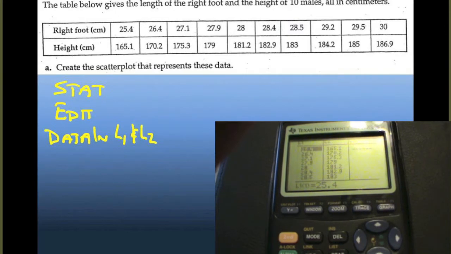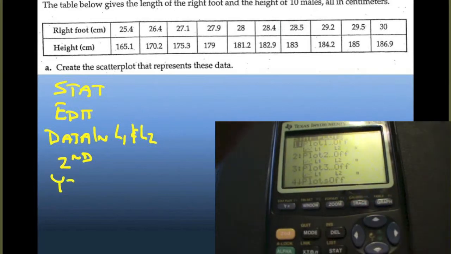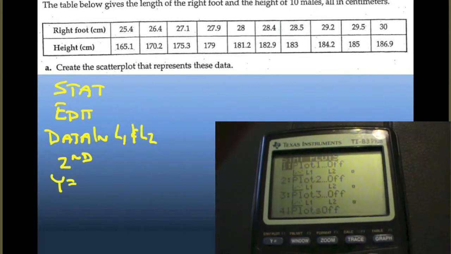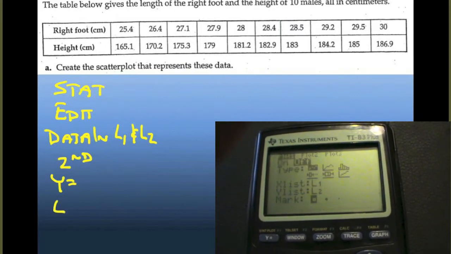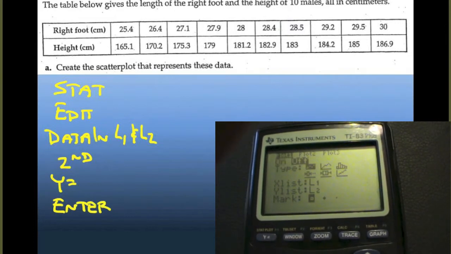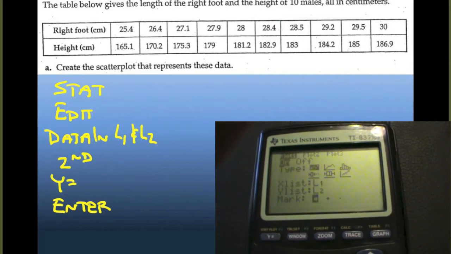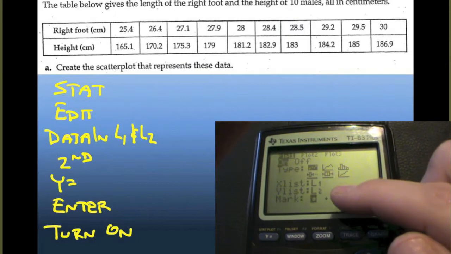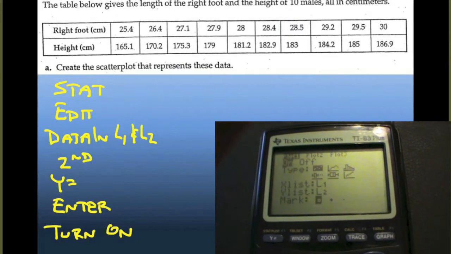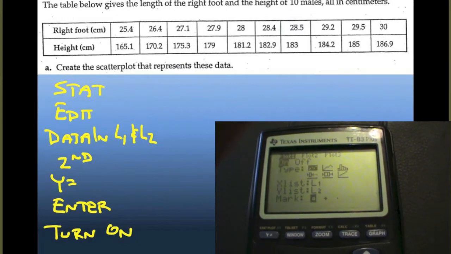Once you have all the data in, you're going to push the second button, and then the Y equals button. It'll take you to this screen here. Then hit enter, and turn on the stat plot. You'll notice that there are different types of graphs. It tells you that you're using list 1 and list 2, and there are 3 different types of marks you can choose from. I'm just going to stick with the first mark because it's the easiest to see. Then hit the graph button.